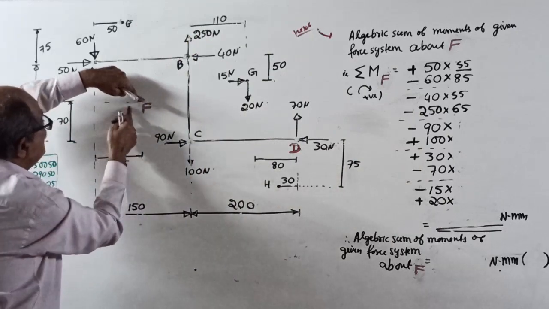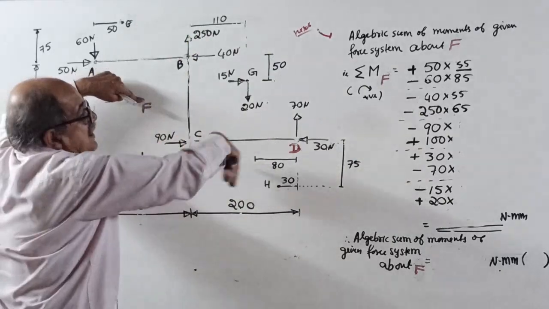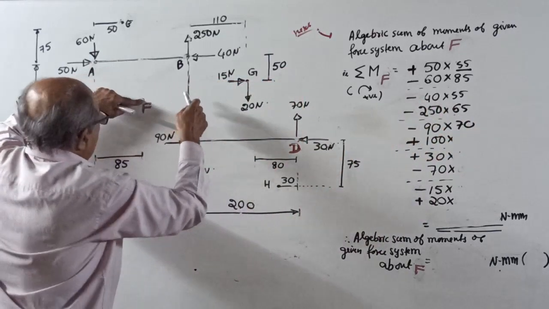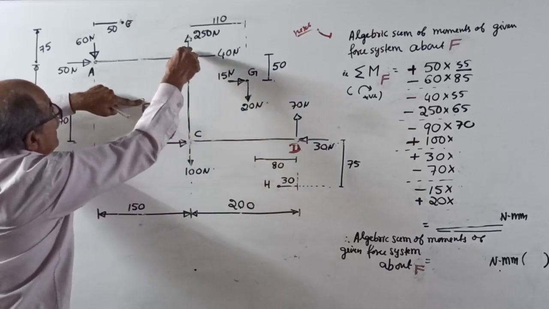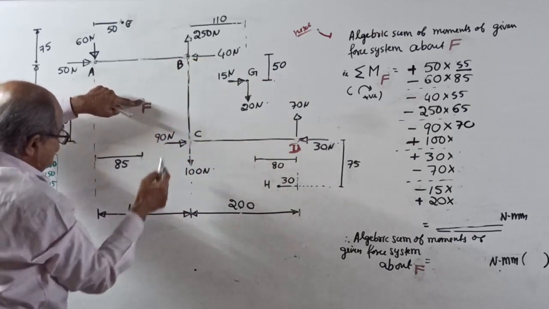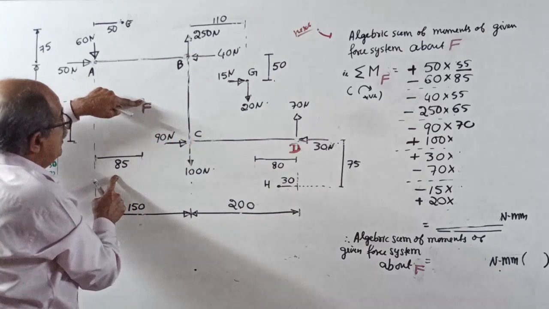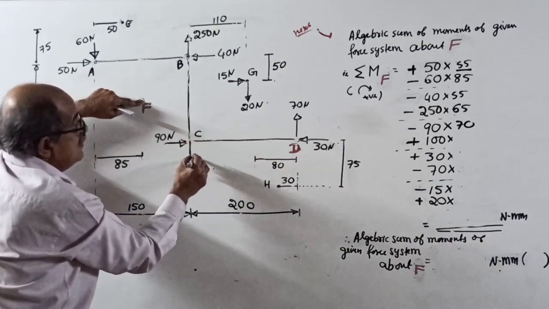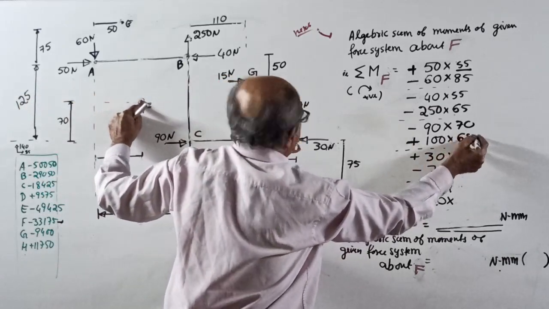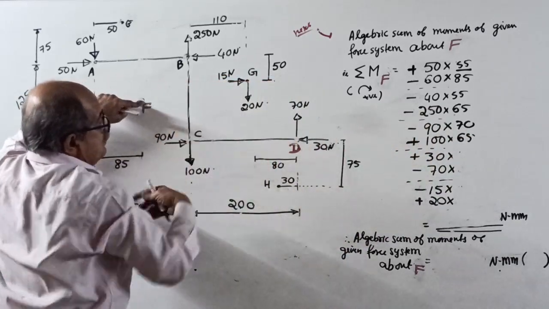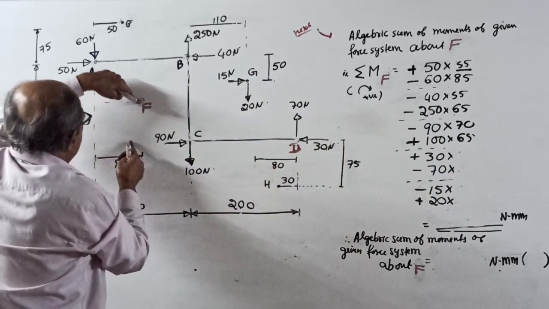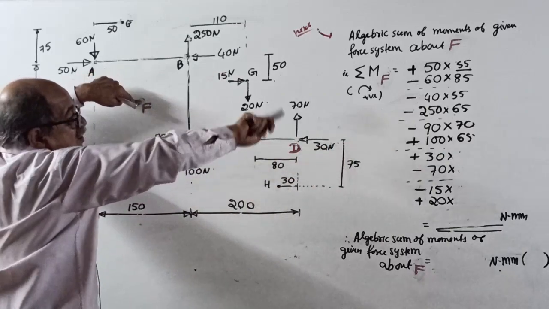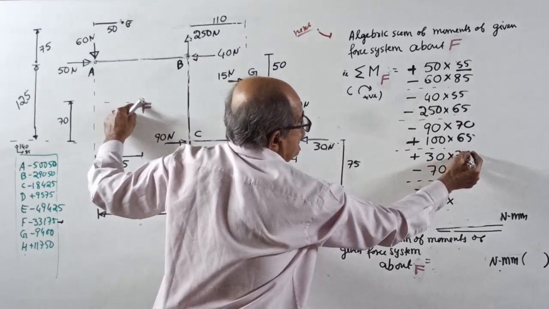90 into directly 70. It is known here. See, you can see here. Minus 90 into 70. 100 into this distance. Same, 150 minus 85. How much is it? 65. Plus 100 into 65, clockwise. Correct? Okay. 30 into this distance. See? 30 into this distance. That is once again 70 clockwise. 70 clockwise.